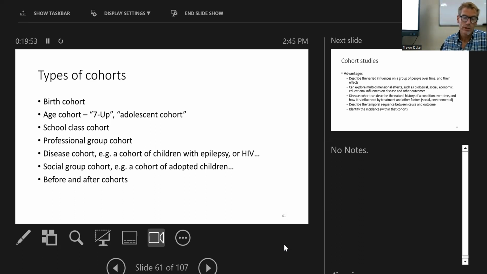You could have a cohort study that's like a disease cohort, so following up children with epilepsy or children with HIV or children with TB, and following them longitudinally to see how they go with their treatment, how good a control of their disease they have, whether they improve or not. And I think longitudinal disease cohort studies are actually very valuable.